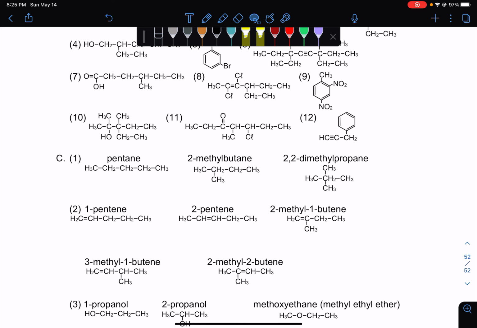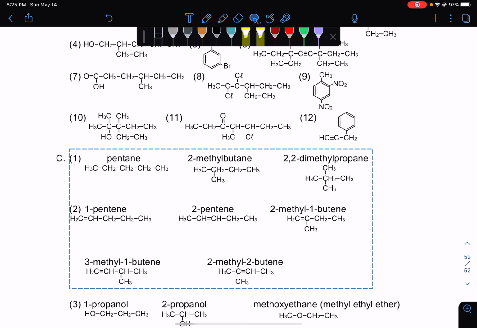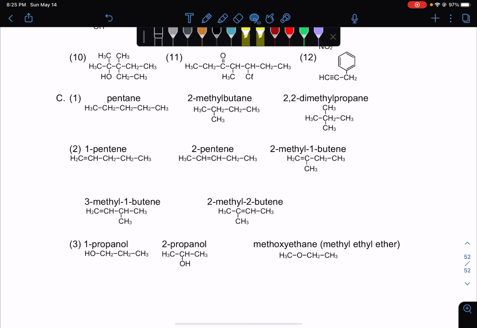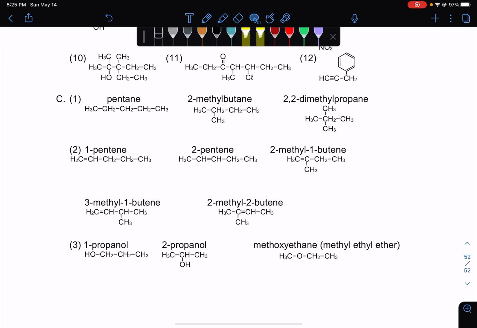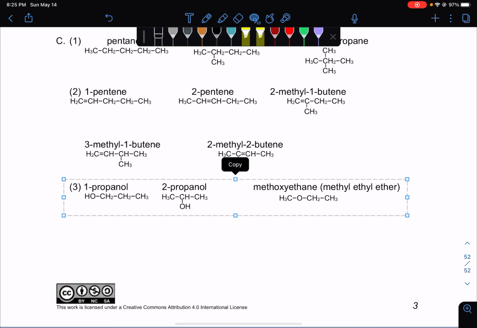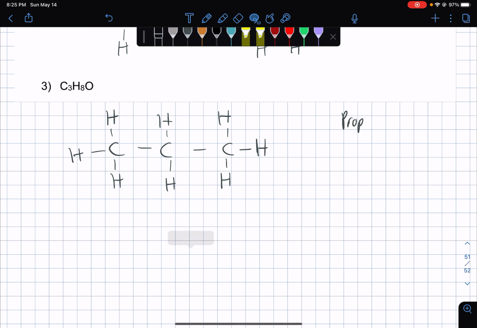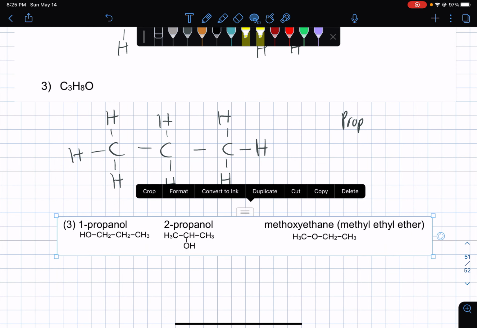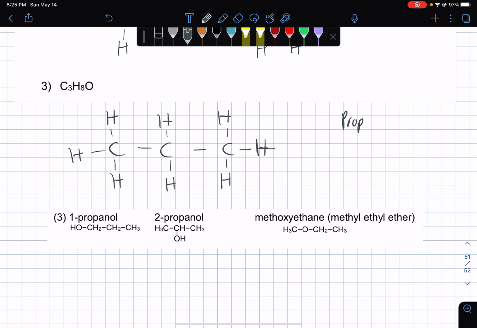Oh wait, this is C. Okay, I get it. Any side would do, but just place OH. So that's gonna be 1-propanol, assuming that we count from right to left. So this is the first carbon, second, and third. So in that case, that's 1-prop.